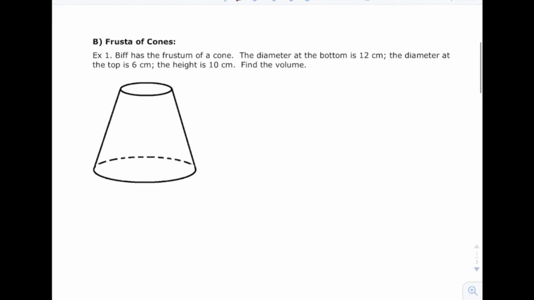Let's do this example 1. Frusta of a cone. Biff has a frustum of a cone, a chopped off cone. And we got some dimensions here. The diameter across the bottom is 12 centimeters. Okay, cool. The diameter at the top, so that's up here, is 6 centimeters. Okay, cool. And the height of this thing is 10 centimeters. And that's all the dimensions we need. We can figure out the volume of this thing.